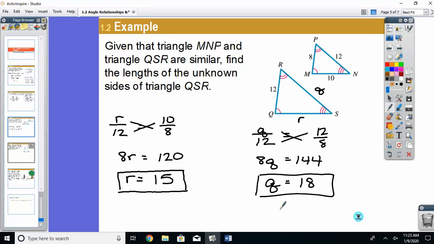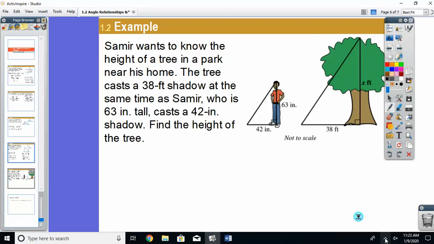I'm going to put a problem up and I want you guys to try to solve it. Samir wants to know the height of a tree in a park near his home. The tree casts a 38-foot shadow at the same time as Samir, who is 63 inches tall, casts a 42-inch shadow. Find the height of the tree. I drew the picture for you, but if you just want triangles, you can redraw it. He is 63 inches.